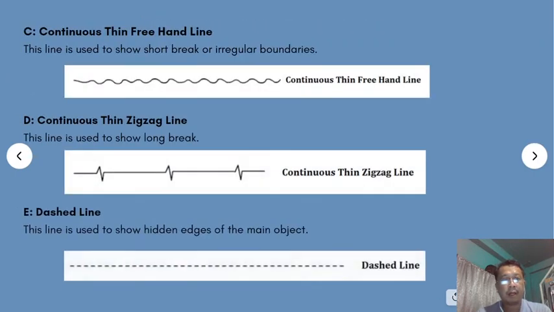Then we have letter C, the continuous thin freehand line. We can use this to show short breaks or irregular boundaries of the object. Then letter D, we have the continuous thin zigzag line. We can use this to show a long break on the object. Letter E, we have the dash line. This line is used to show the hidden edges of the main object.